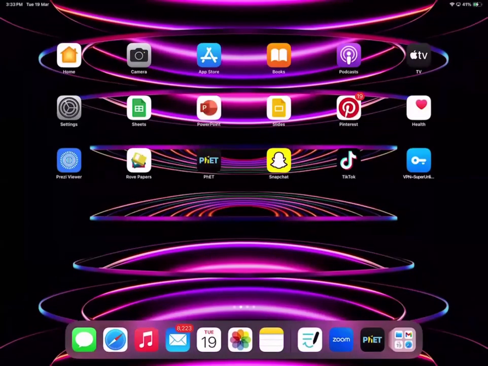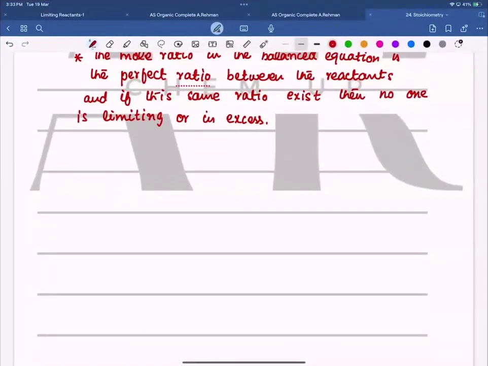Okay, so actually we have to identify this thing. For example, let me write an equation. There is nitrogen gas which is reacting with 3 moles of hydrogen, forming 2 moles of ammonia. I already balanced the equation, so I have a perfect ratio, and that ratio is telling me that for 1 mole of nitrogen, 3 moles of hydrogen are needed, right?